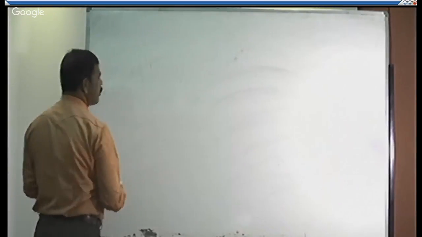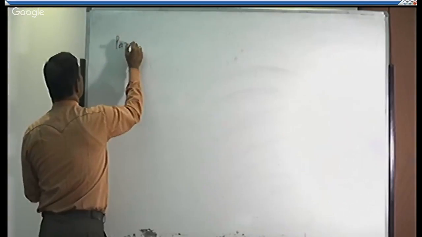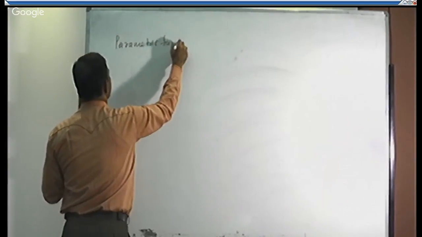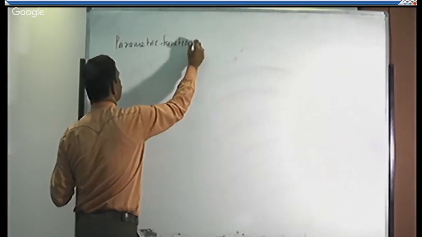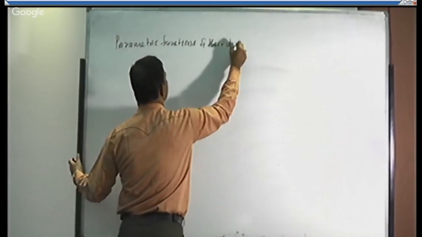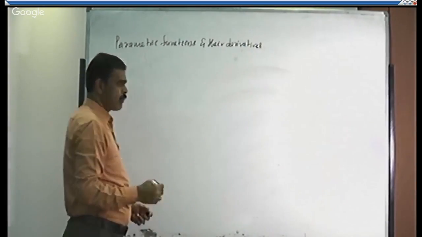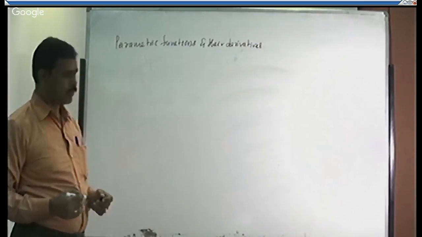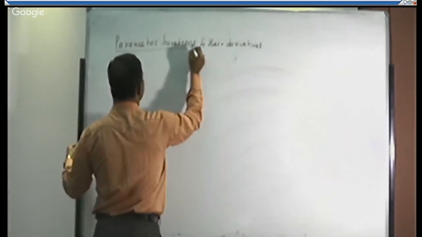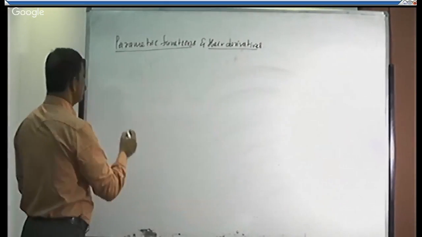So the next type of differentiation is parametric functions and their derivatives. Let us first know what a parametric function is, then we can go for their derivatives, right?